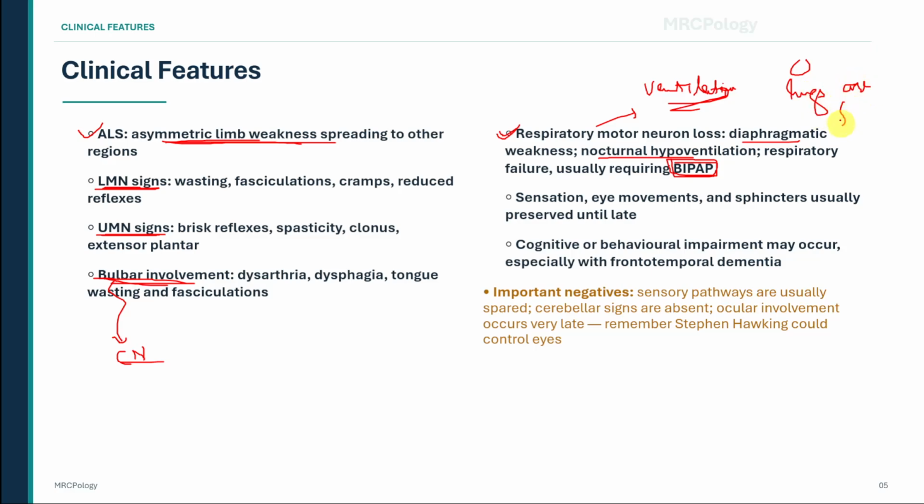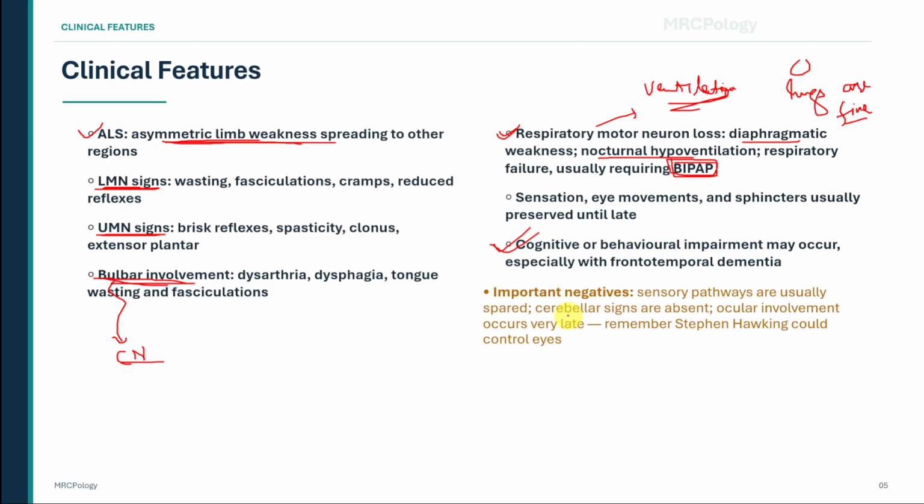Eye movements and sphincter function are also generally preserved until late. Prominent sensory loss, early bladder disturbance, ophthalmoplegia, or marked pain should make the clinician reconsider the diagnosis. Cognitive and behavioral impairment may occur, particularly as part of frontotemporal dementia. Patients may develop apathy, disinhibition, loss of empathy, impaired judgment, or language difficulty.